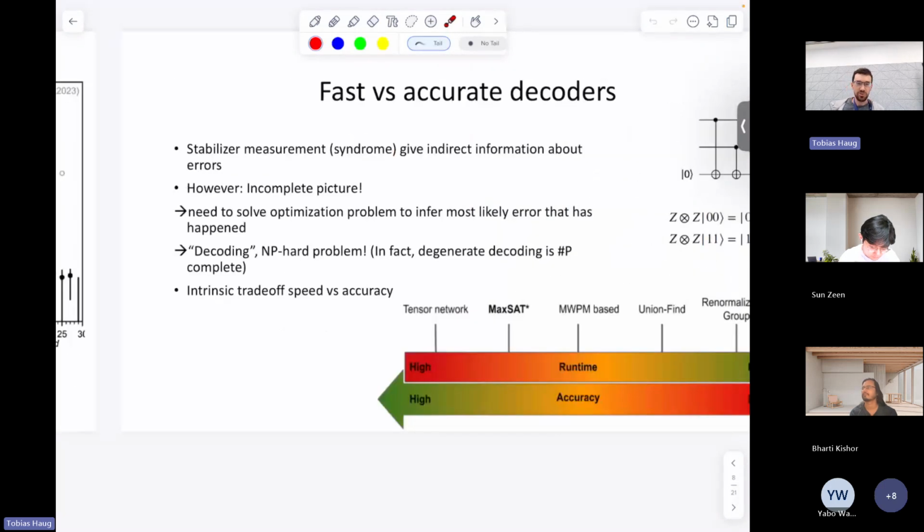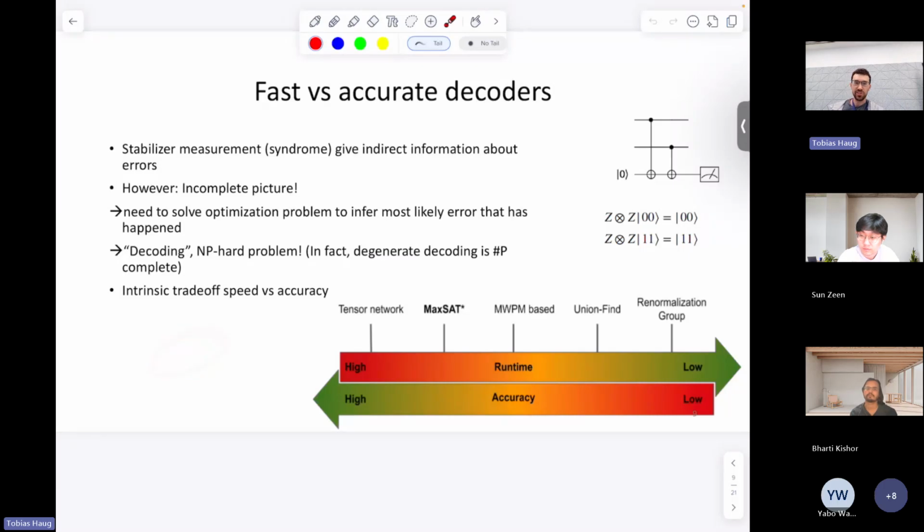Okay, now I will come to the key part that I think people are most interested in: how do we actually decode in practice? The key part in decoding is, of course, that you need an algorithm that decodes your system. As I mentioned earlier, the syndrome measurements give us incomplete information, and we have to solve an optimization problem to figure out, given the syndrome, what error has happened with high probability.